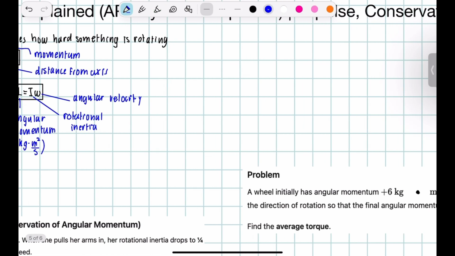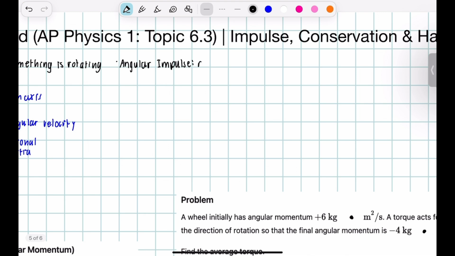So now let's talk a bit about angular impulse. It measures changes in angular momentum. So that's going to be tau times delta t, which equals delta L. This is the rotational version of the translational F delta t equals delta p.